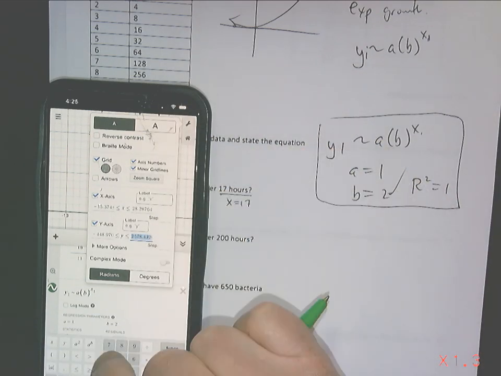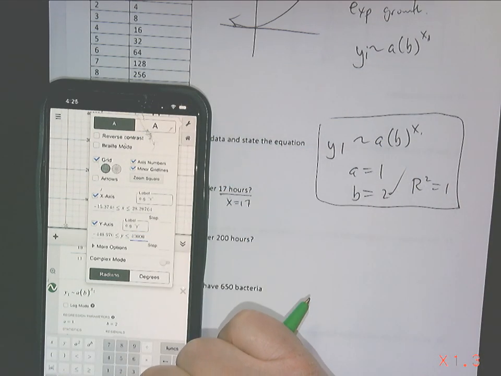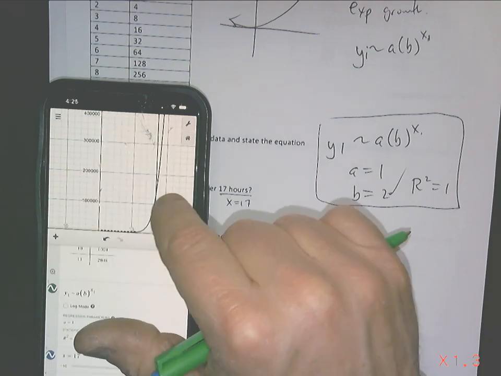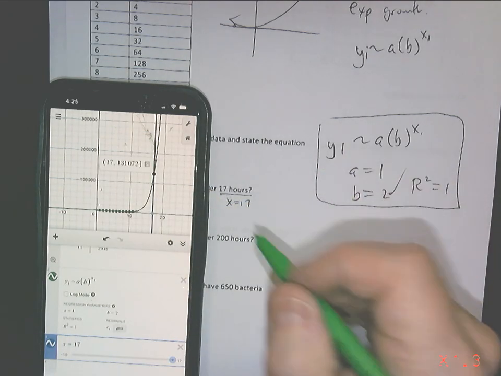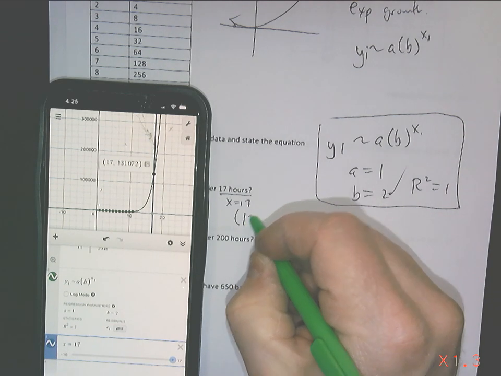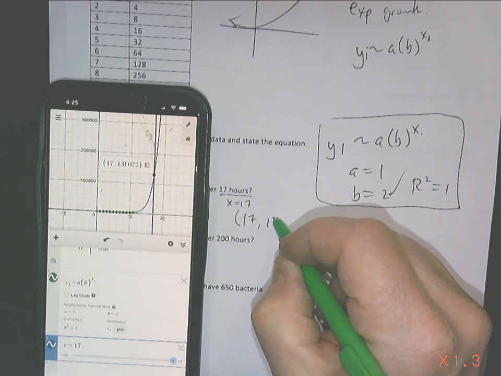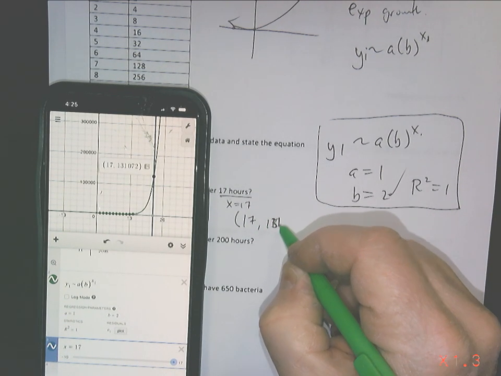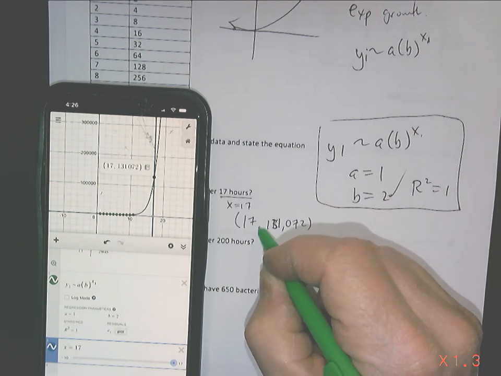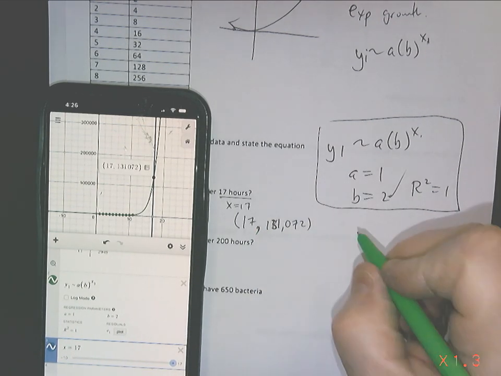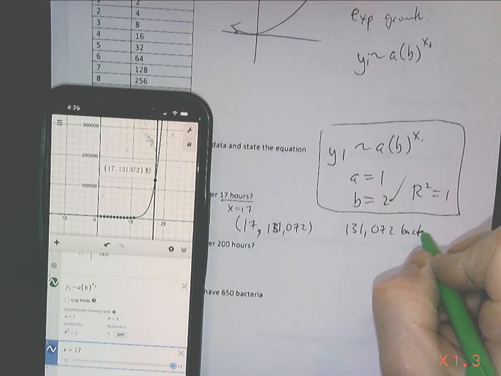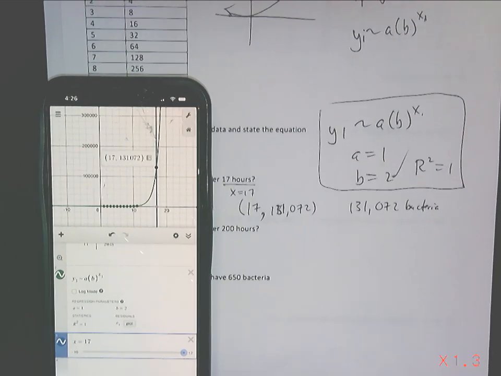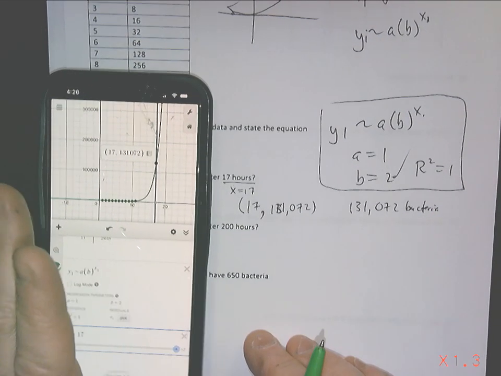I'm going to go with, like, let's say 40,000. Let's go 400,000. Is that enough? Yep, 400,000. Look at that. That's enough. And there's the moment. I've hit it. 131,072 bacteria. Good to go.